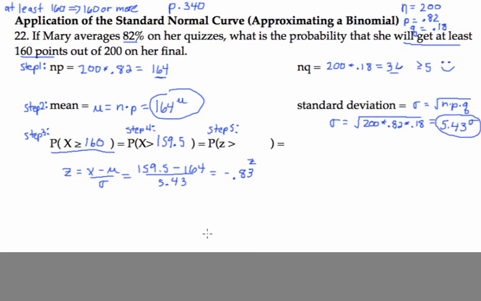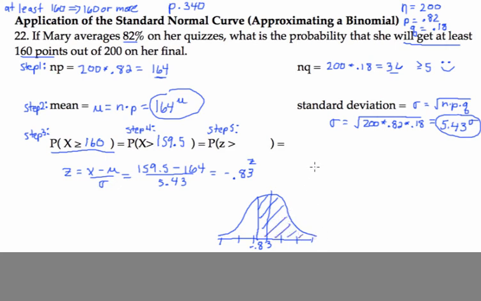So now I have to draw my picture and think about what probability I'm looking for. So z-score of negative 0.83, that's about here. And what did I want? I wanted the probability of that z-score being greater than. I wanted to get 160 points or more, so it's more than that. So this is the number that I'm looking for right here.